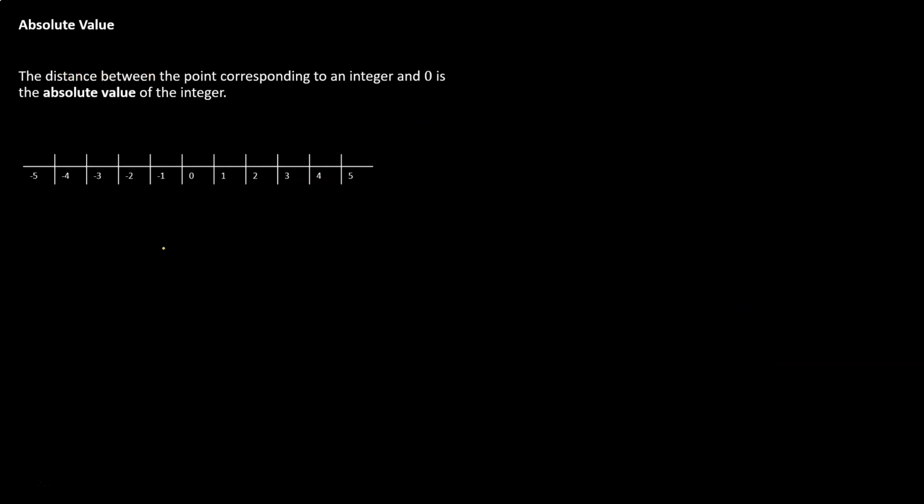Absolute value comes into play here. Now that we're talking about positives and negatives, it's worth mentioning absolute value. The definition for absolute value is the distance between a point corresponding to an integer and 0. So if I wanted to talk about the absolute value of 3, I could put a point on my number line at 3, and I could count the distance from 0. So if 0 is here, I am 1, 2, 3 units away. So the absolute value of 3 equals 3.